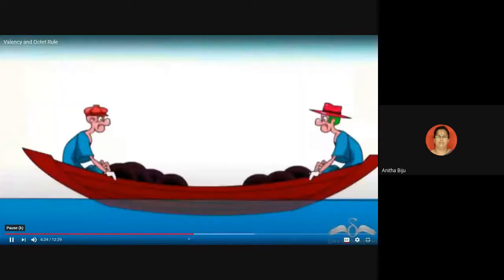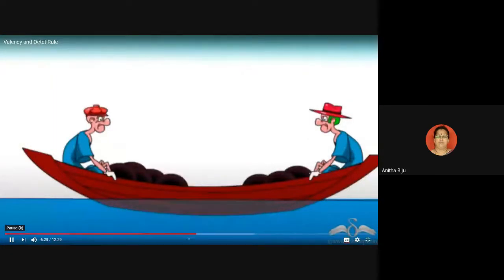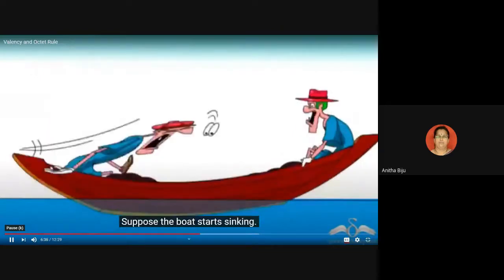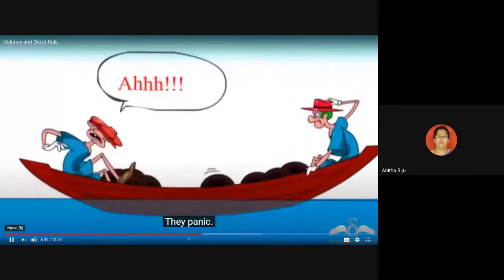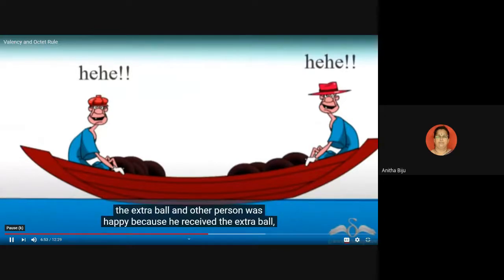This is a case, say two people are sitting on a boat. One of them has an extra number of balls, that is more balls as compared to the other person. Suppose the boat starts sinking. So they panic. So by passing one extra ball to the other person, they prevented the boat from sinking. One person was happy because he gave away the extra ball, and the other person was happy because he received the extra ball, and hence the boat did not sink.